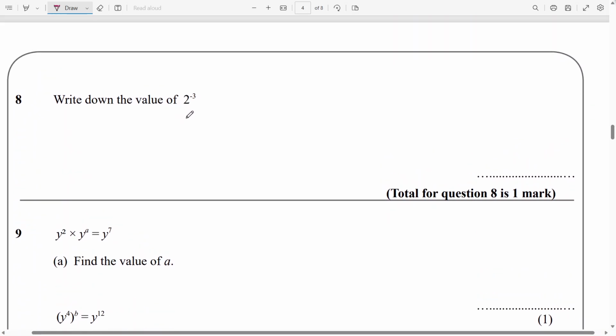And 2 to the power minus 3 is the same as 1 over 2 to the power of 3, which is the same thing as 1 over 8. So the answer is 1 over 8.